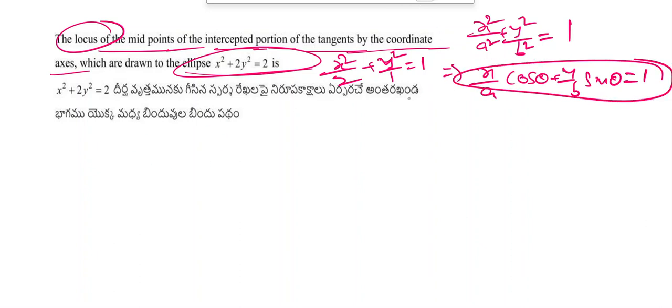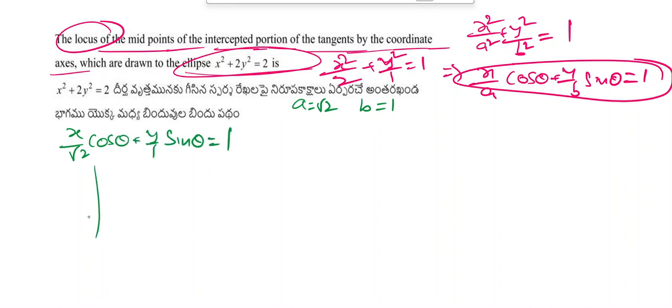Now substituting a, b values in this equation, here a square is 2, a value is root 2, b square is 1, b value is 1. Substituting, that is (x by root 2) cos theta plus (y by 1) sin theta is equal to 1. So this tangent line cuts the x-axis at A and the y-axis at B. Here we find point A with y coordinate 0. Substituting y equals 0 in this tangent equation, the x value is root 2 by cos theta, so A is (root 2 by cos theta, 0), and substituting x value 0, B is (0, 1 by sin theta).